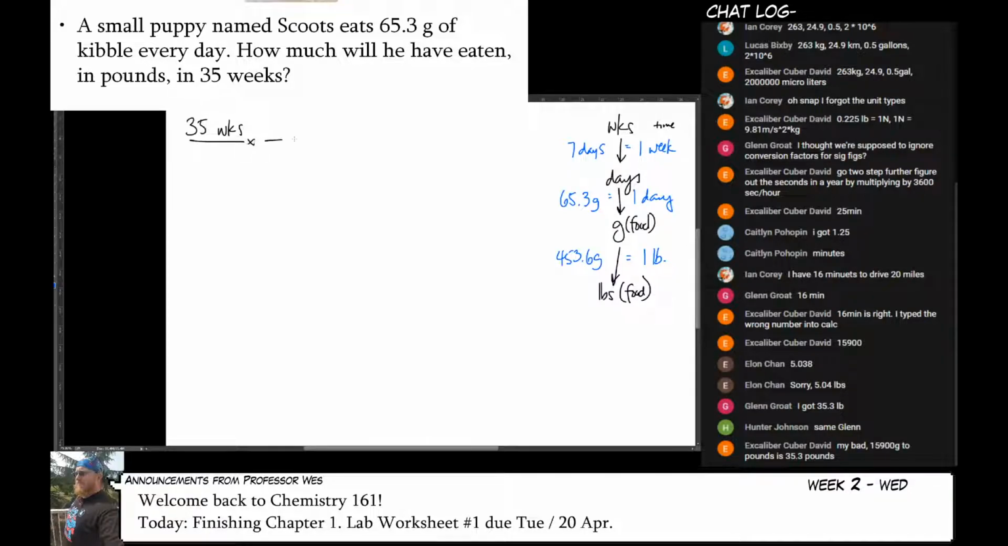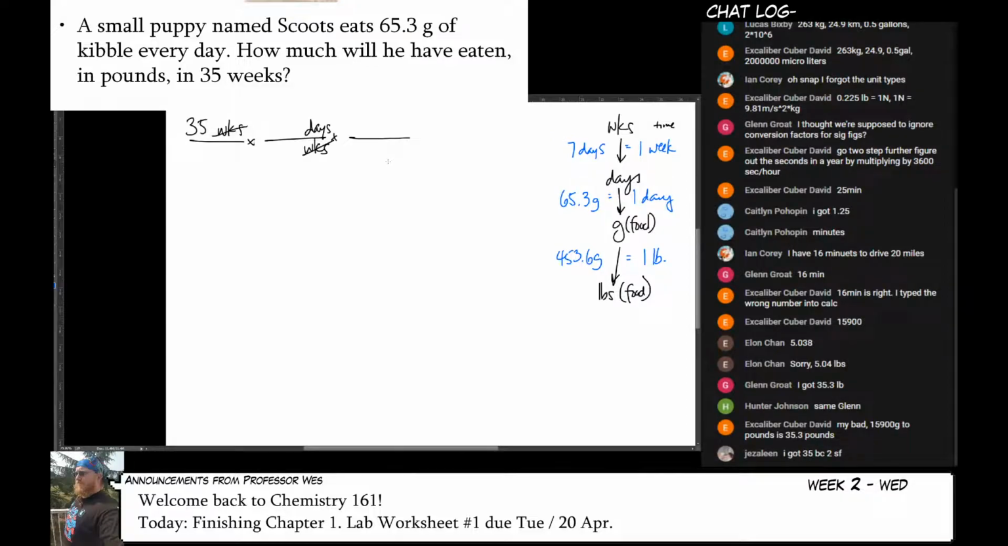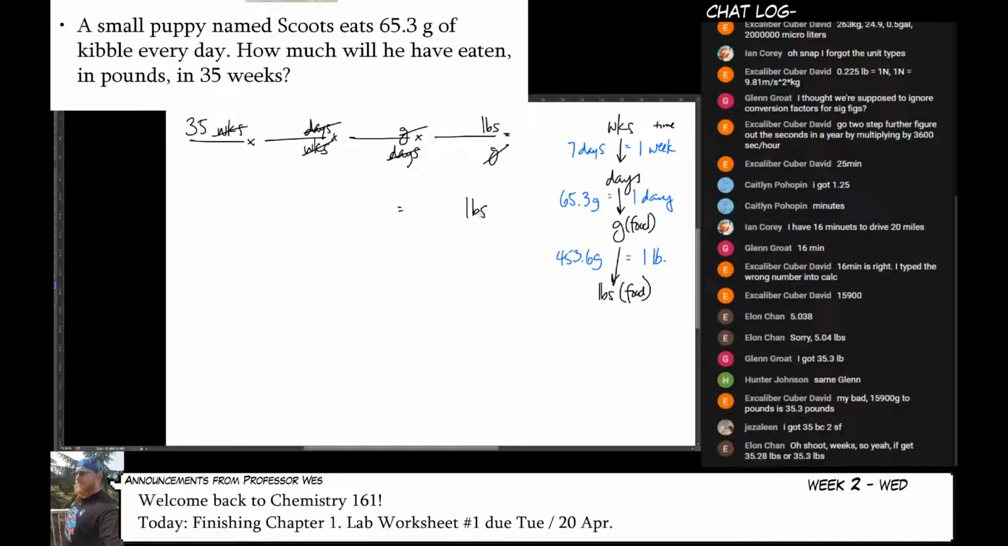All right, so let's do this. We'll turn weeks into days, so that cancels out. We'll turn days into grams, so that cancels out. And then we'll turn grams into pounds, so that cancels out. And that should give us the amount of food that he eats. So now we do the numbers.